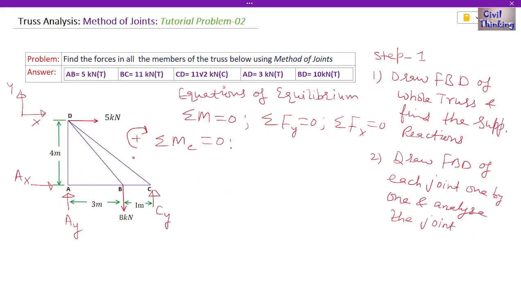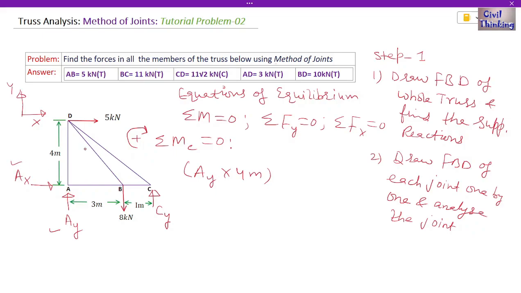Now AY is causing a clockwise moment, so the moment due to AY is going to be positive. AY multiplied by the normal distance between AY and C, which is 3 plus 1, is 4 meters. We found the moment due to AY. Now AX: the line of action of AX is passing through C, so the moment of AX at C is 0, so we will not consider AX.